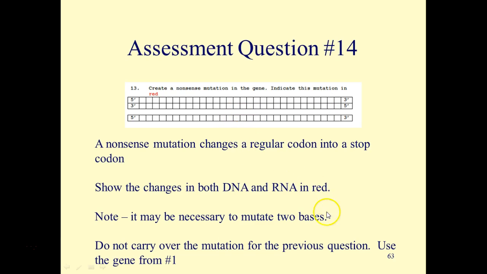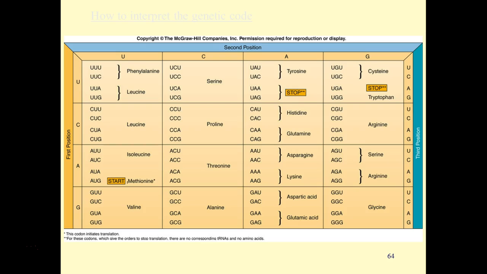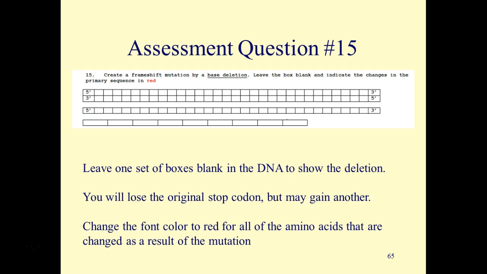Okay, so it may be necessary to mutate 2 bases to get to that point. Don't carry over the mutation from the previous question. Again, use that gene from question number 1 in its entirety. So question number 14 is making the nonsense mutation. Number 15 is going to make a frameshift mutation.